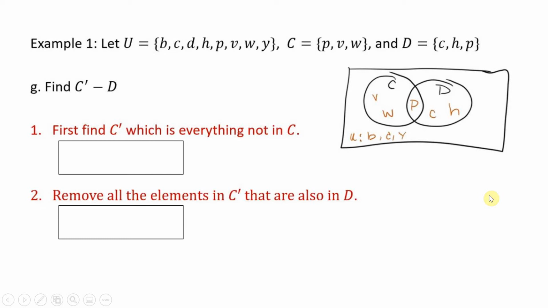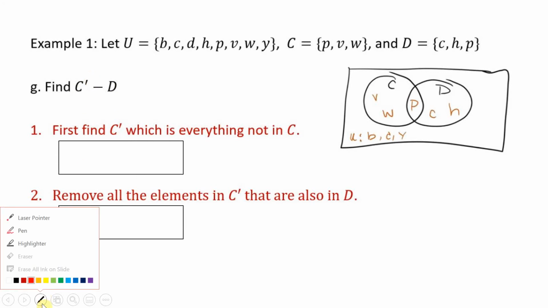All right, so in this example, we are given our universe set. We're given set C and set D, and we already drew a picture of it in a previous video. With the picture, for part G, they're asking us to find C complement minus D. When you have something like this, you do have to break it down into little pieces first.